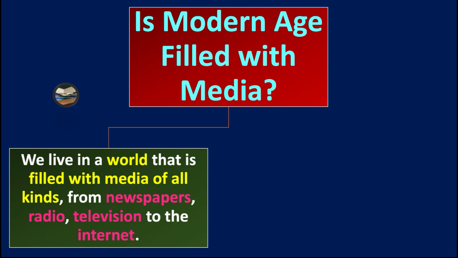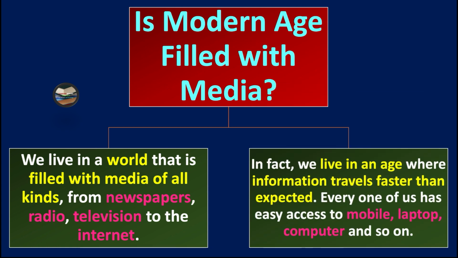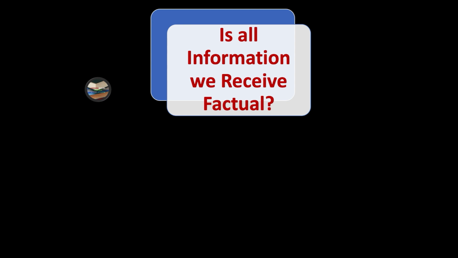The first point is, we live in a world that is filled with media of all kinds, from newspapers, radio, television to the internet. In fact, 24 hours a day, we are surrounded by all types of media around us. We have the next point. In fact, we live in an age where information travels faster than expected. Every one of us has easy access to mobile, laptop, computer, and so on. We have more ideas. So the next point is, is all information we receive factual?